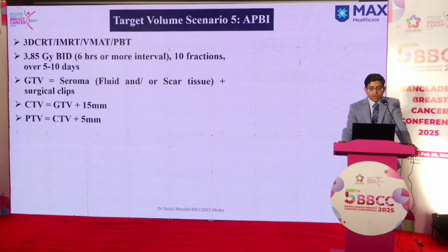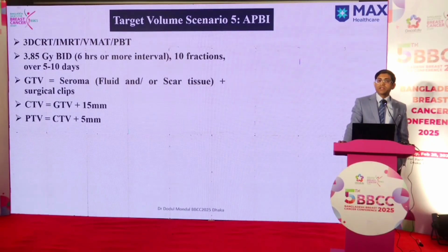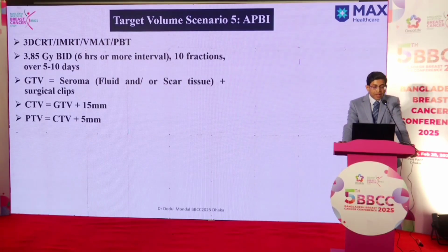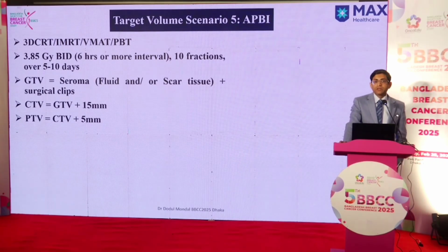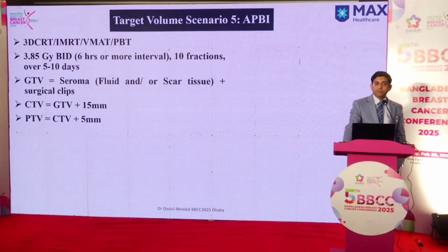So the next scenario, APBI, as Dr. Rajesh was discussing the de-escalation strategies. There will be certain groups of patients who are fit for small volume radiation rather than treating the entire volume of the breast. You can use any technique like 3D CRT or IMRT or VMAT, and the centers who have proton can also use proton. The dose recommended is 3.85 gray twice daily, at least 6 hours apart, over 10 fractions, which should be completed in 5 to 10 days.